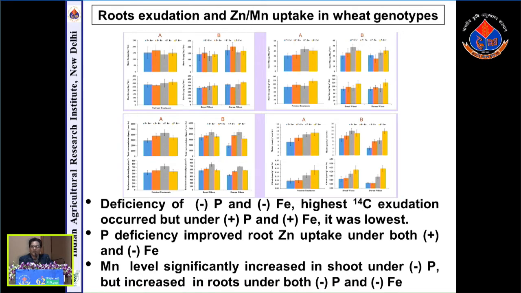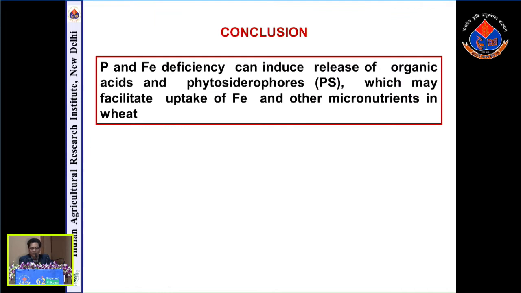Manganese level significantly increased in shoot under minus P conditions, but increased in roots under both minus P and minus Fe conditions. So he concluded that phosphorus and iron deficiency can induce release of organic acids and phytonutrients, which may facilitate the uptake of iron and other macronutrients in wheat.